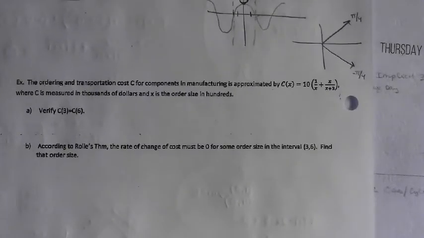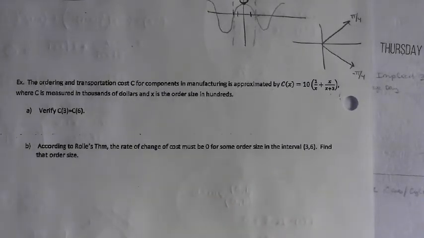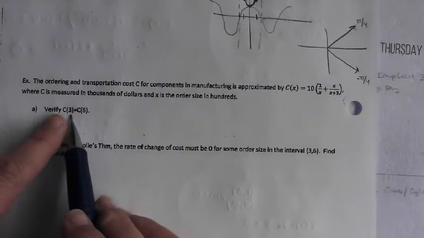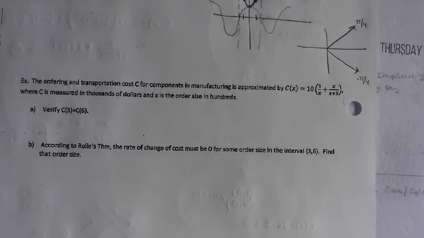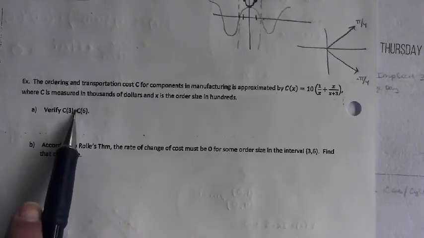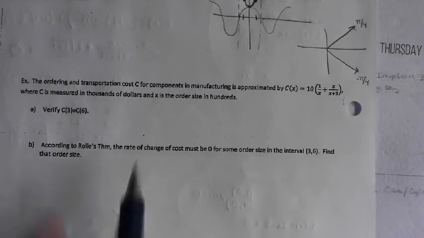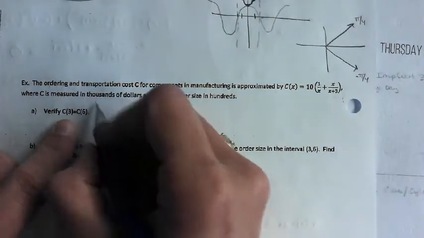And on our last one, the ordering and transportation cost C for components, we have a function where C is measured in thousands of dollars and x is the order size in hundreds. So they want to verify that C of 3 is equal to C of 6. So the cost when you order and transport 300 items is the same as when you order and transport 600 items. So we're just going to plug that in.